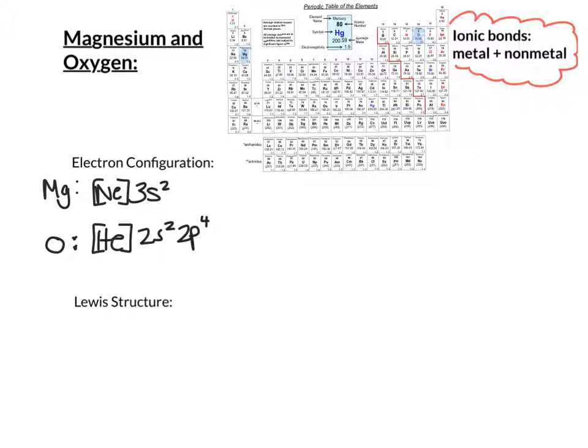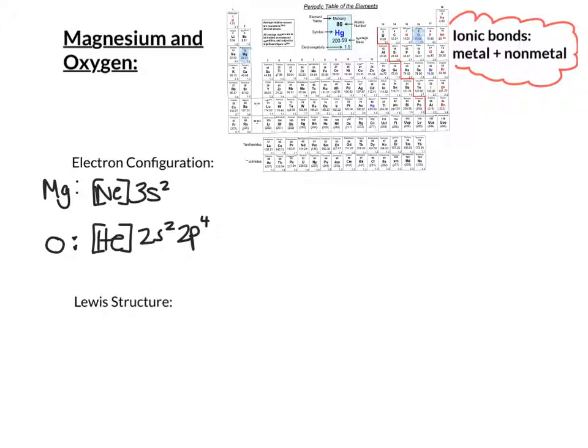Now, we know that magnesium with 2 electrons in its valence is going to rather give up those 2 electrons than gain 6. Okay, so these 2 electrons are going to be given up. In oxygen, we see 6 valence electrons. It's really hard for oxygen to give up 6, so it's actually going to take 2 more so that it has a full valence of 8 electrons.